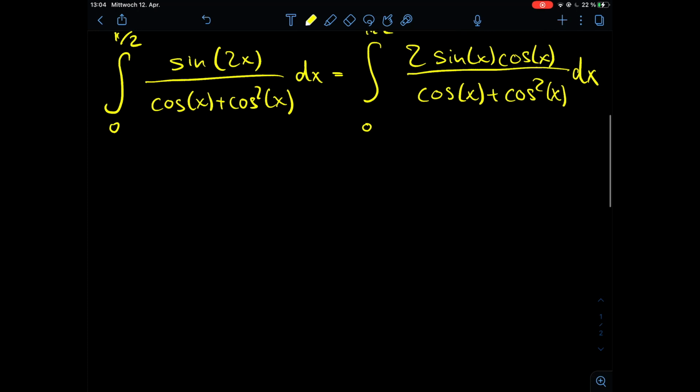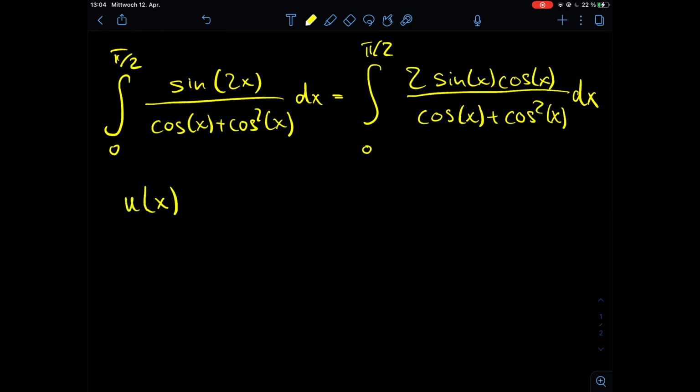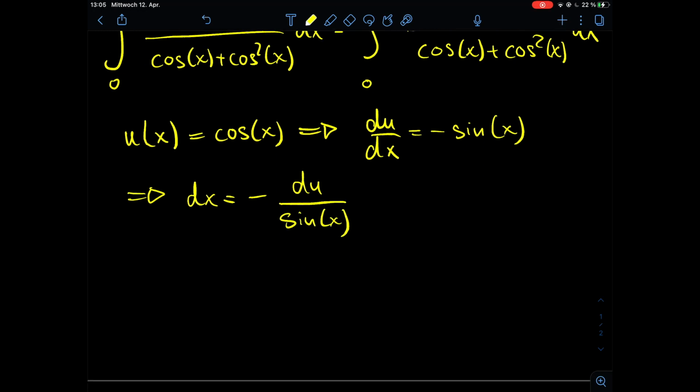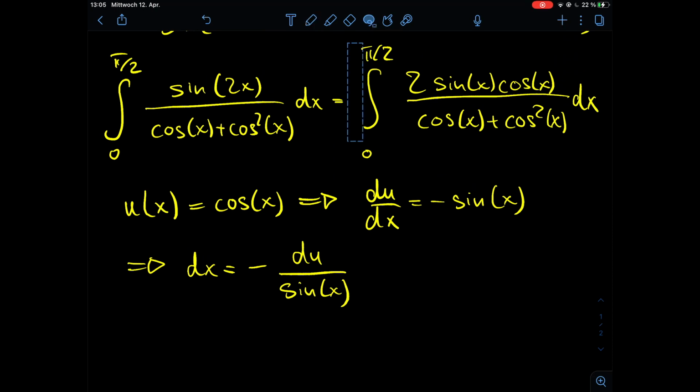substitute. So what we would say in this case is that the new integration variable, which is dependent on x, should equal cosine of x. From this we can conclude that du over dx, so the derivative of u with respect to x, is equal to minus sine of x. And this leads to dx being equal to minus du over sine of x. So we can plug this in right now into the integral that we have above here.